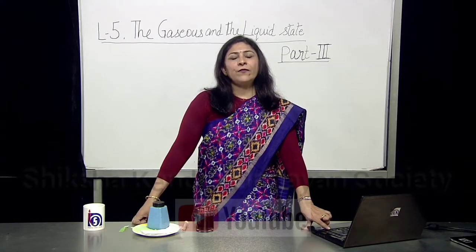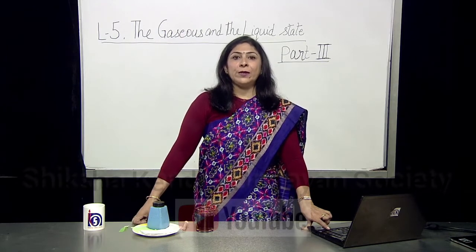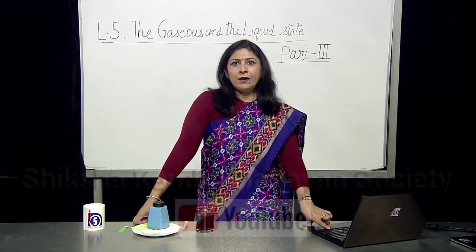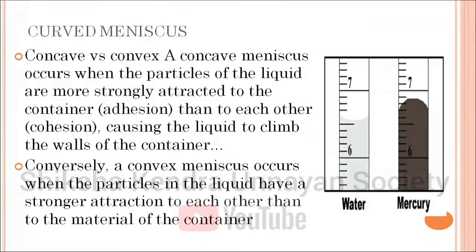Okay, the other effect of surface tension is the curved meniscus. What is a meniscus basically? You can see here I have taken water and mercury in test tubes. In the first test tube, a concave meniscus is formed when the particles of the liquid are more strongly attracted to the container, that is the adhesion, than to each other, the cohesion, causing the liquid to climb the walls of the container.